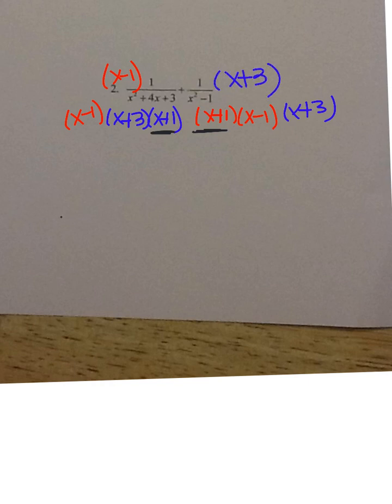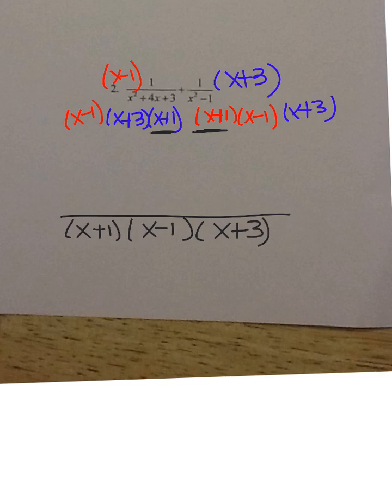Okay, so let's see what we got. I know my denominator is going to be x plus 1, x minus 1, x plus 3. And it doesn't matter how you write the denominator. If you put the x minus 1 first or the x plus 3 first, doesn't matter. In the numerator, this here becomes just x minus 1. This just becomes plus x plus 3.